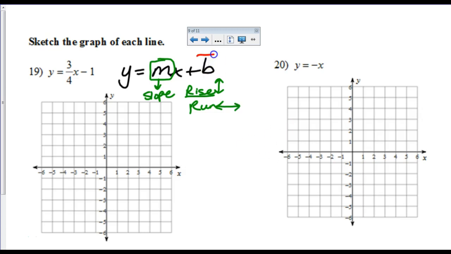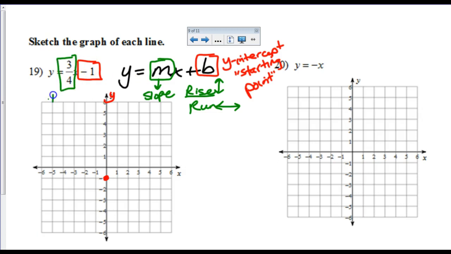The other number in this form, this plus b part over here, this is called the y-intercept. And then I like to call that the starting point. The reason the quick graphing form works so nicely is that if you can identify the starting point, that gives you a point to plot on the axes, and then from there you can go ahead and graph with the slope. So we're going to start at the y-intercept, which is at negative 1. So on the y-axis, which is this vertical axis, you're going to plot a point at negative 1. That is the start. And then your slope is positive 3 over 4.